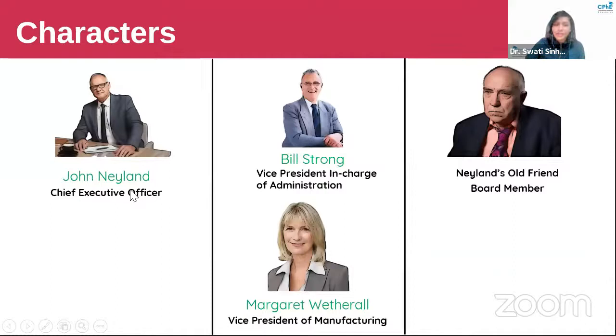Then there is Neeland's old friend, the board member. This is the case study where these two characters are talking about choosing a CEO. And the choice is between Bill and Margaret. Bill is VP in charge of administration and Margaret is vice president of manufacturing. I'll repeat again, the choice has to be made between Bill and Margaret, and the people deliberating here would be John and the board member.